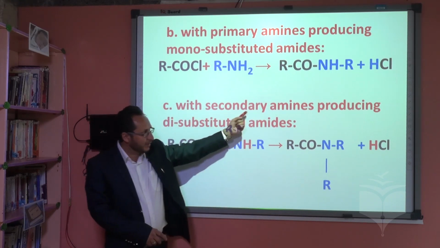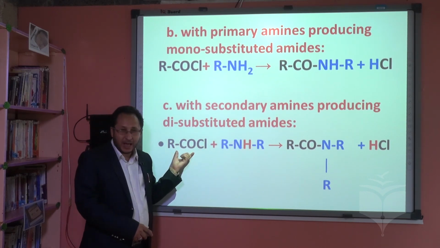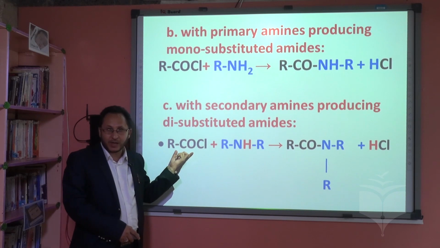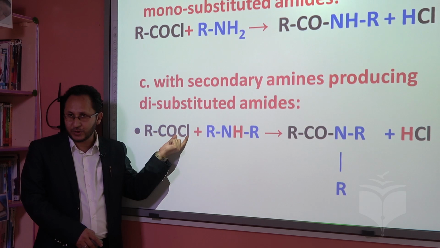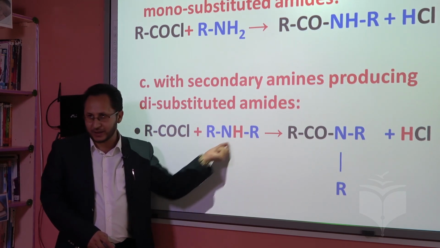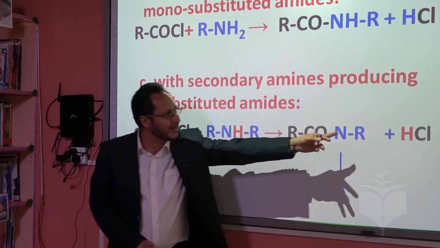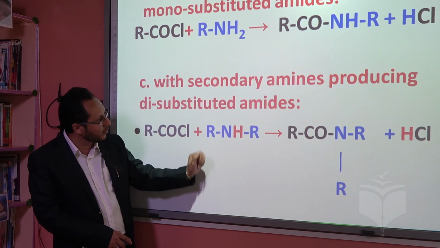With secondary amines producing disubstituted amide, you have to take carboxylic acid, acid chloride, or acid anhydride. In this case, the same rule: you have to remove this Cl with one hydrogen atom. They go as HCl as a side product. What remains here? We have NRR'. So you have to join with the N, R, R'.